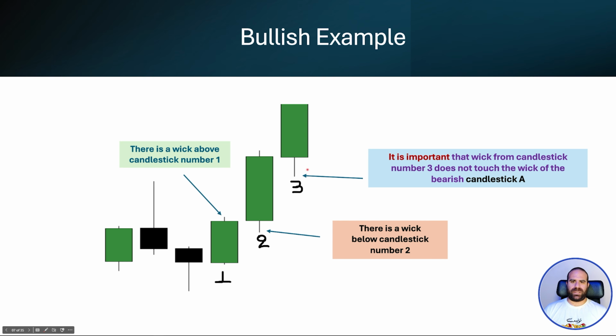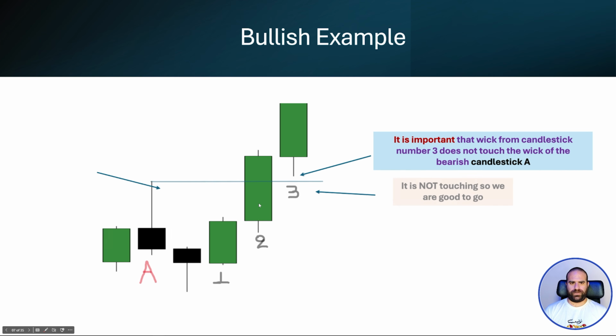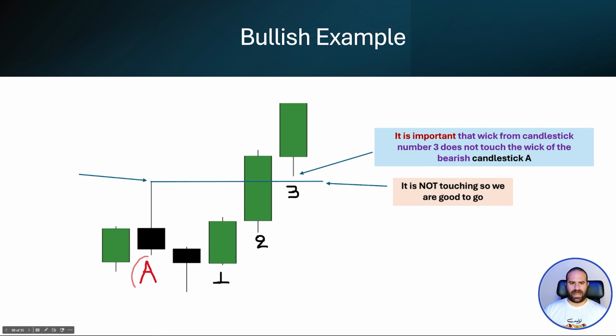It is important, I'm saying, that the wick from candlestick number 3 does not touch the wick of the bearish candlestick A. Okay, and the bearish candlestick A is this candlestick right here, guys. This is A. I forgot to type it down. It is this candlestick right here. Let's see. There you go. I have placed the letter A, thank God.